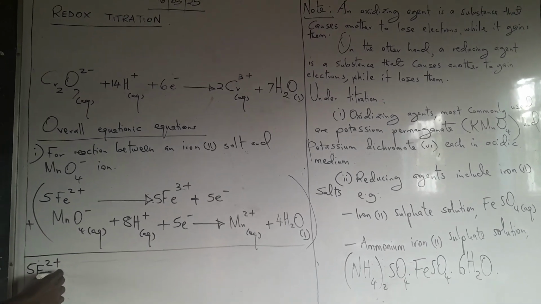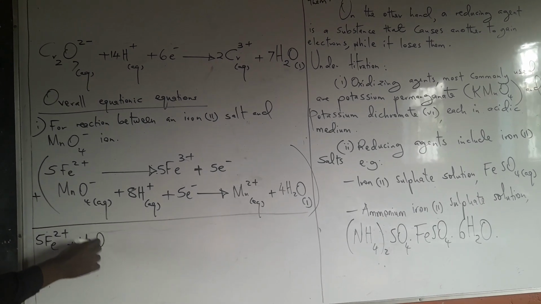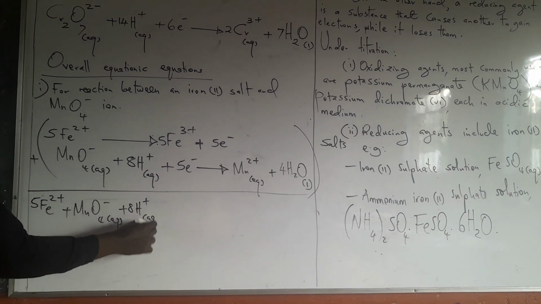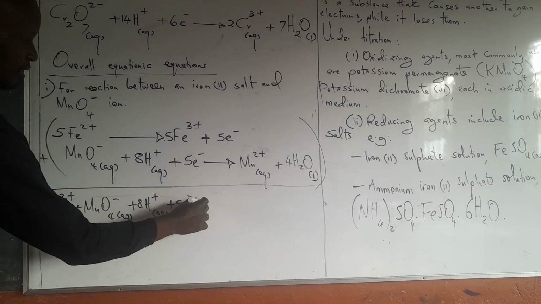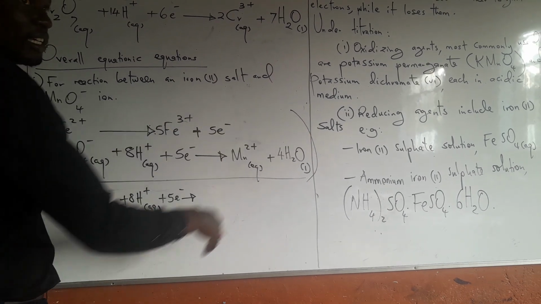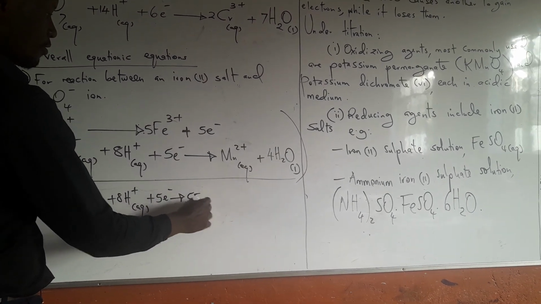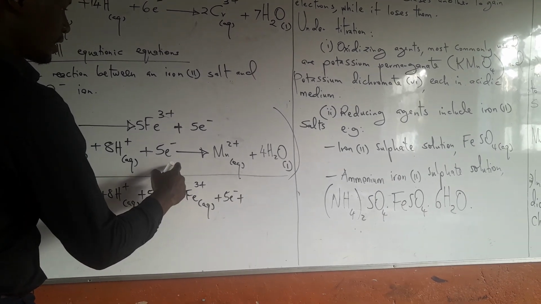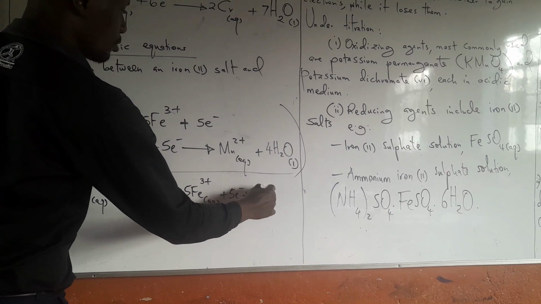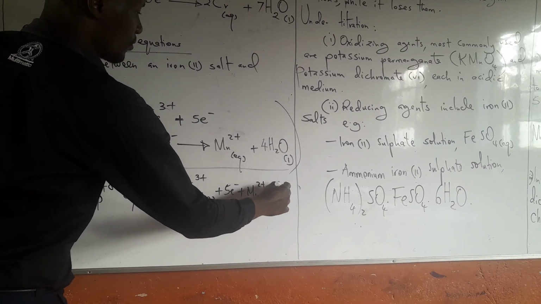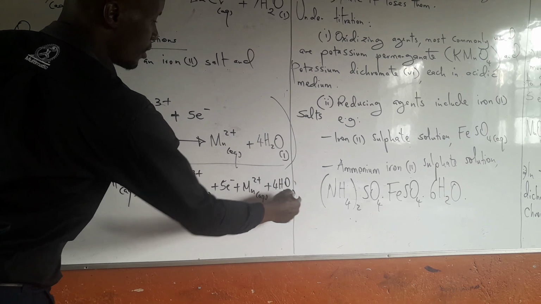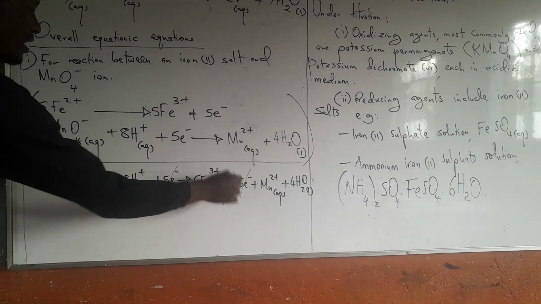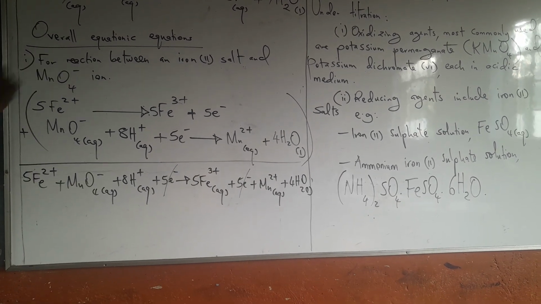Write everything like that. You just write everything that is on the left plus 5 electrons. On the right of each arrow, write everything again. Plus 5 electrons plus manganese 2 plus 4 moles of water. What do you think we are going to cancel out? Electrons cancel out, isn't it? Yes. So the remaining is the overall equation.